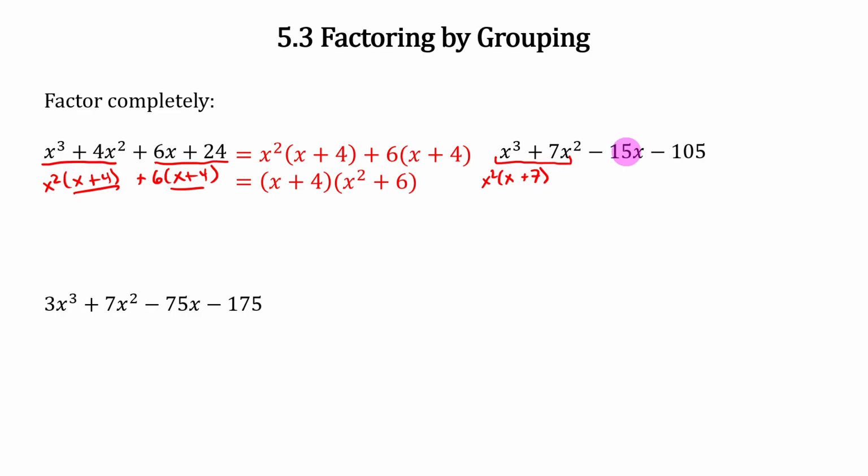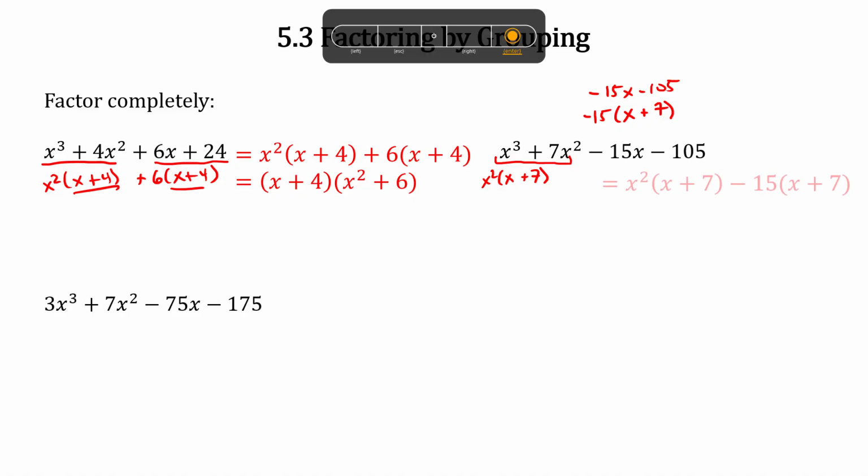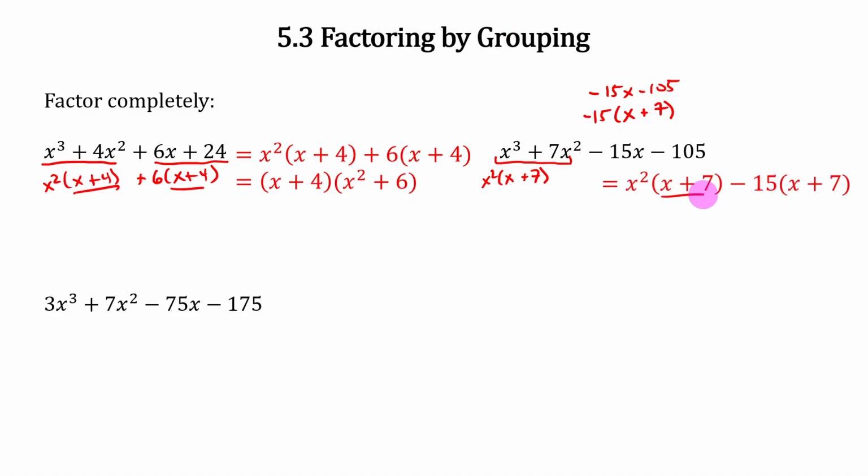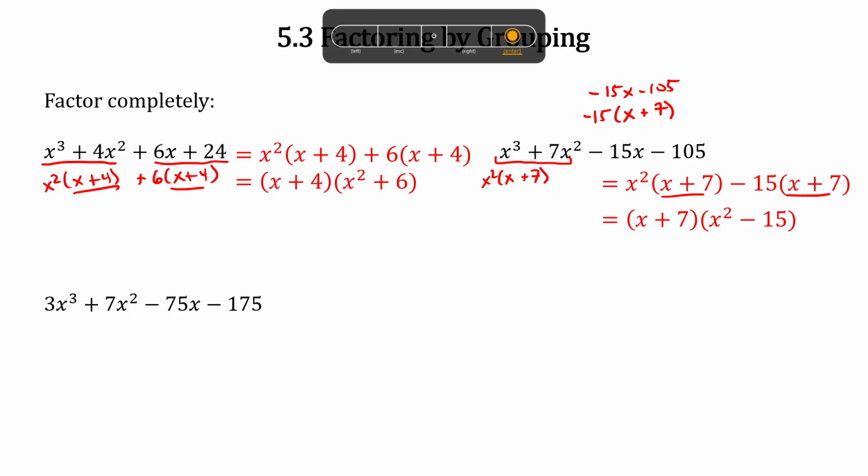I think I'm going to cover myself up here. I'm going to do it up here. So on this one, I want you to think about this. Negative 15x minus 105. I'm going to factor out the negative 15 and get x plus 7, sorry, because that's going to change that sign. So again, factoring out the x plus 7, it's that.